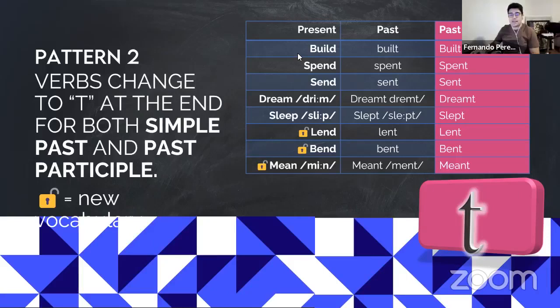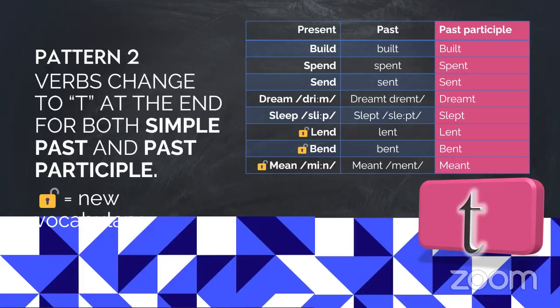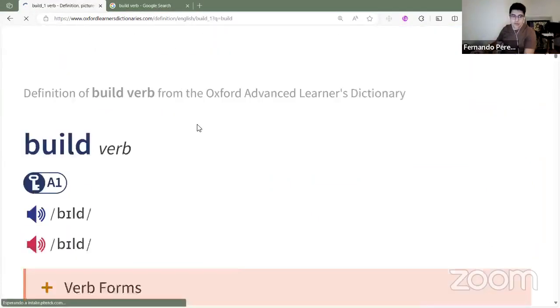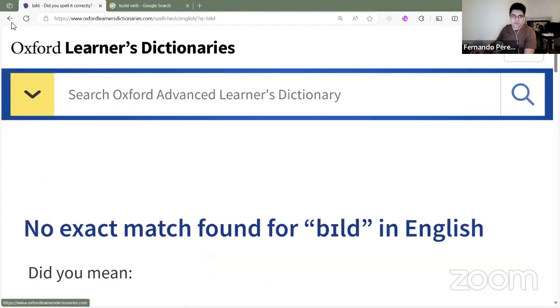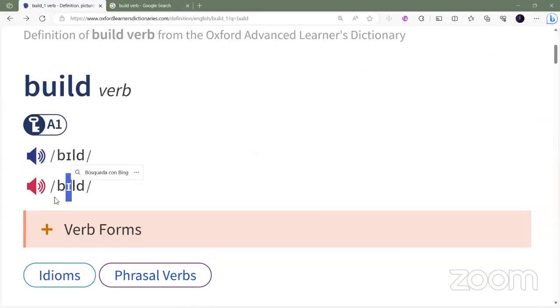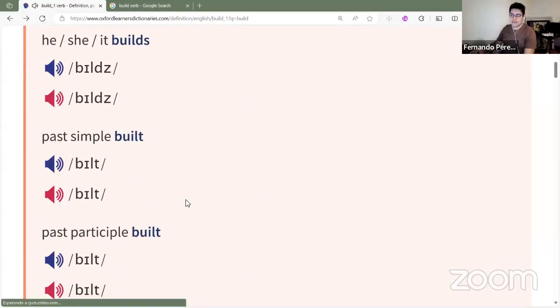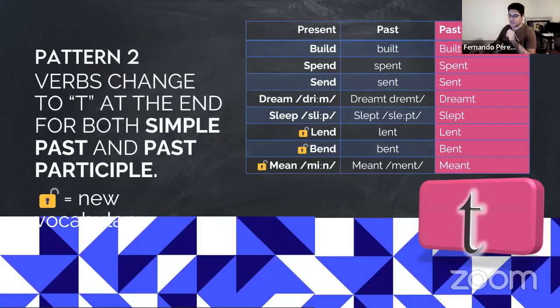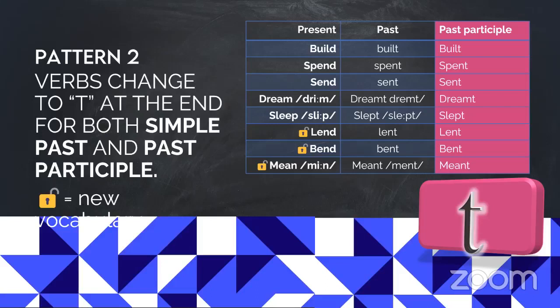Correction number 2, build is present. In past, built. Pronunciation. Built. Let's check the pronunciation. Look at this sound. Built. Exactly. Build, built. Okay, I got it. Right? Complete idea. 1, 2, 3, action. In the vacation, I built one sand castle.